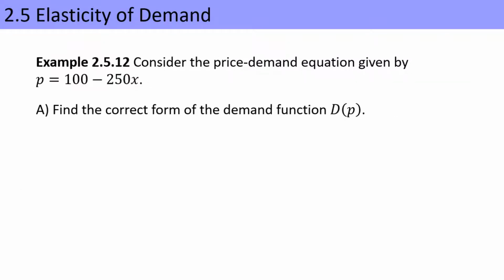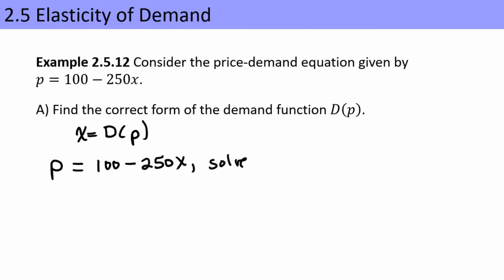Example 2.5.12, consider the price-demand equation given by P equals 100 minus 250x. A, find the correct form of the demand function d of P. The demand function x is a function of P. So we need to solve the function we have, which is P equals 100 minus 250x, and solve it for x. That's right, solve for the variable x.